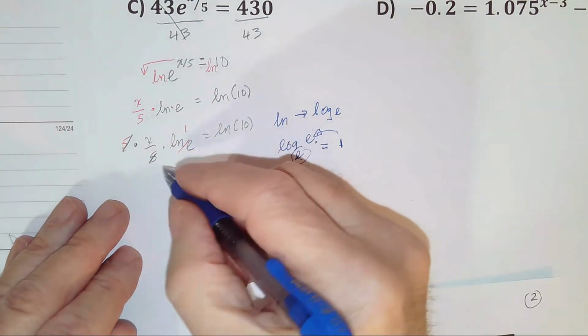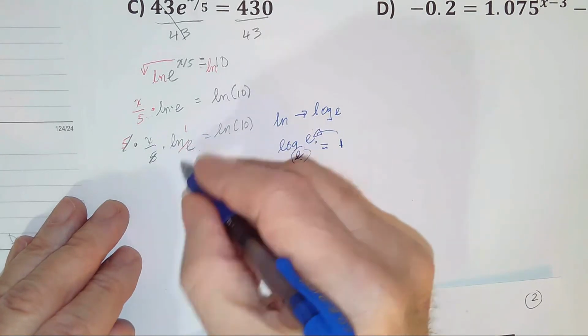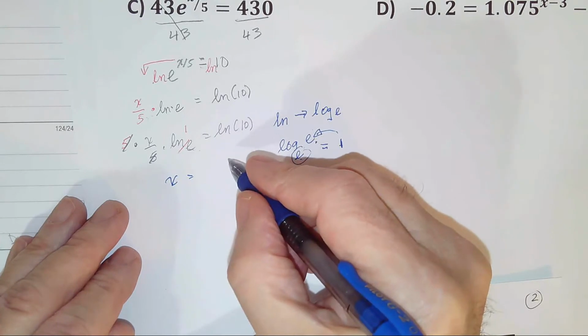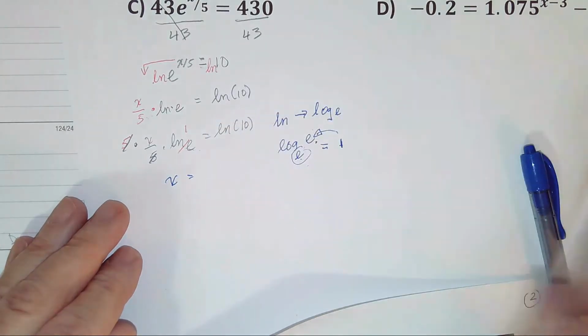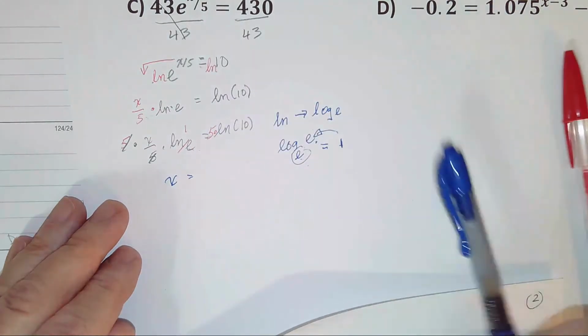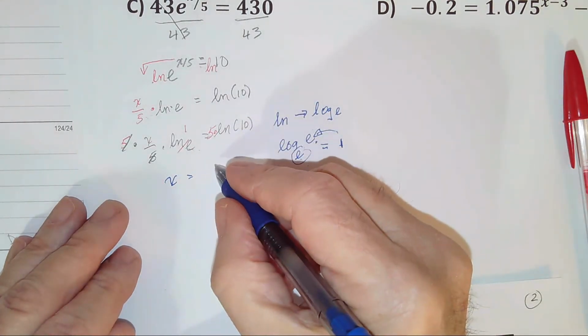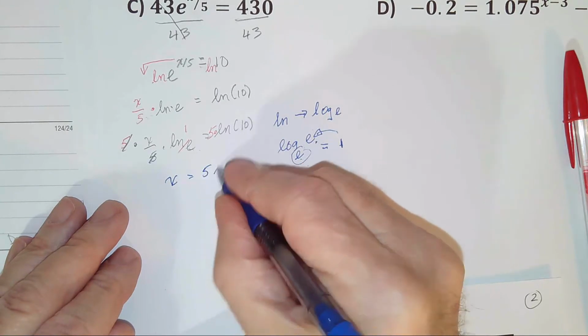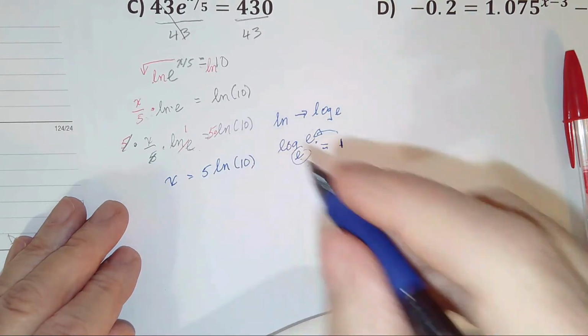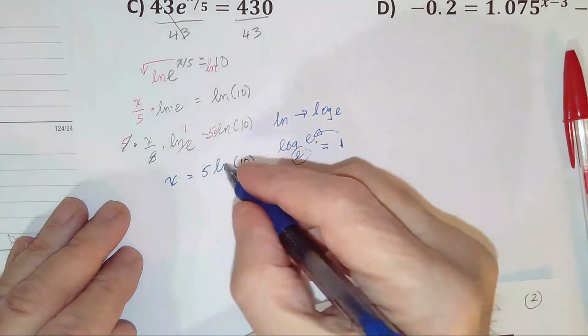And so I have x to the 1, or x, equals, oh, I forgot that I had the 5 over here. What I did to one side, I had to do to the other. So I've got 5 multiplied to this side. So I have 5 times the natural log of 10. Okay. Now this is again the exact answer.